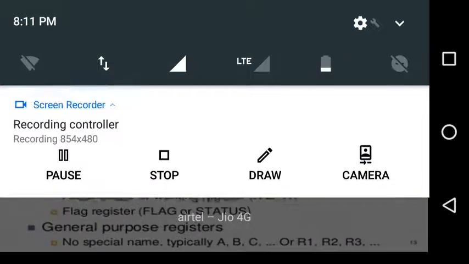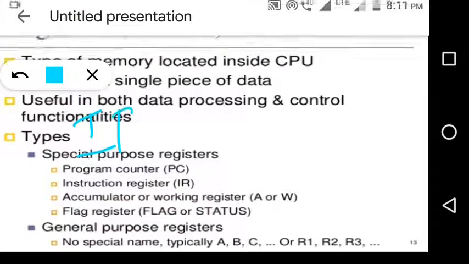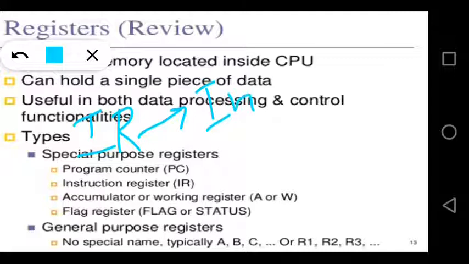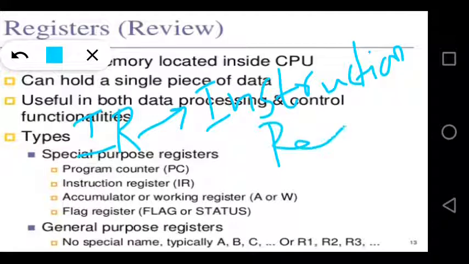Next, we see the instruction register, that is IR. IR stands for instruction register. IR stores the current instruction to be executed. So the IR, the instruction register, contains the current instruction to be executed.